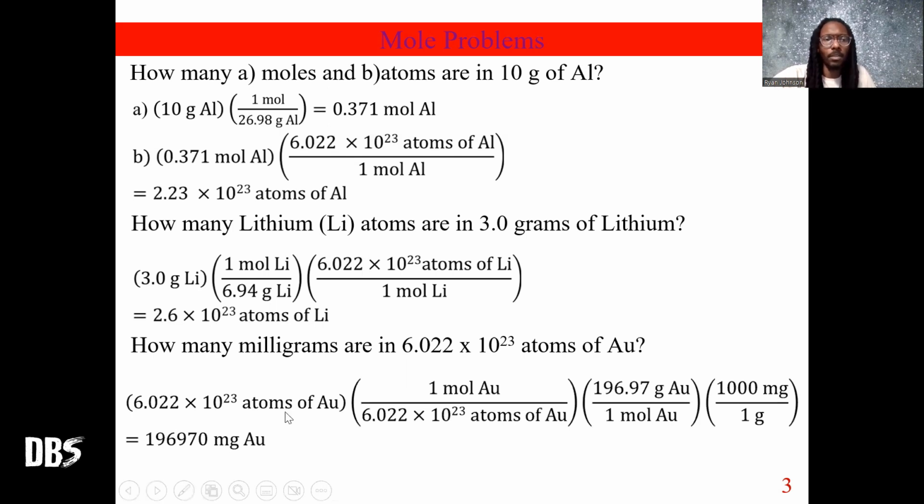So I'll start off with my given. All right, we start out with this 6.022 times 10 to the 23 atoms of gold. Now, the next thing I'm going to do is I'm going to convert it to moles because I know that moles is like my middle ground. It's going to help me go from either atoms or grams. And in this case, that's great because I can go to grams and then I can go to milligrams.